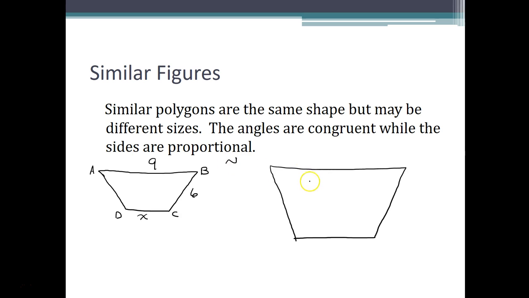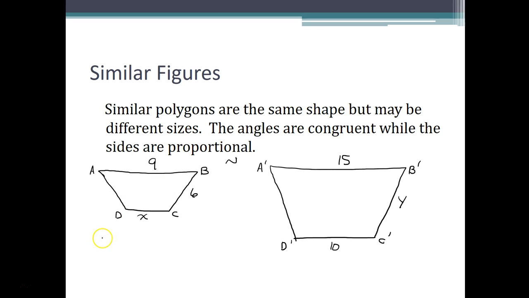Similar is this little squiggly symbol. So you have A complement, B complement, C complement, D complement. A complement B complement is 15 units, C complement D complement is 10, and B complement C complement is Y. You want to find the missing lengths: how long side CD is and side B complement C complement.